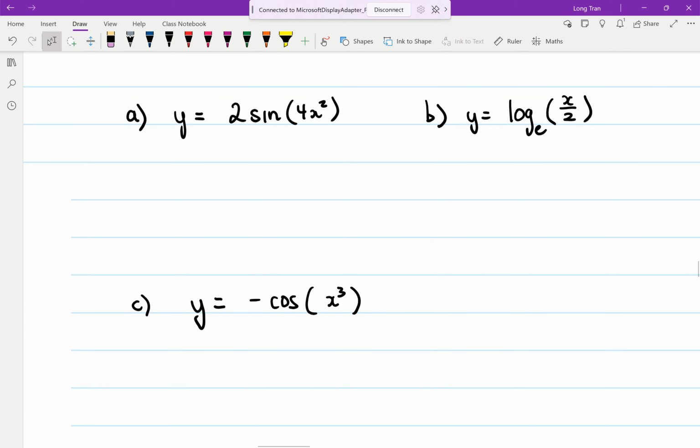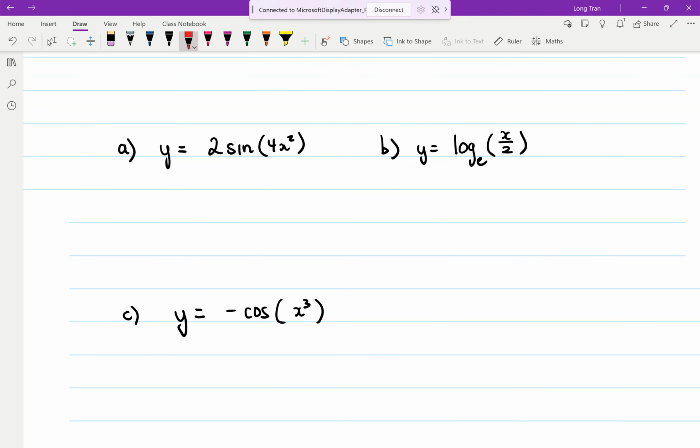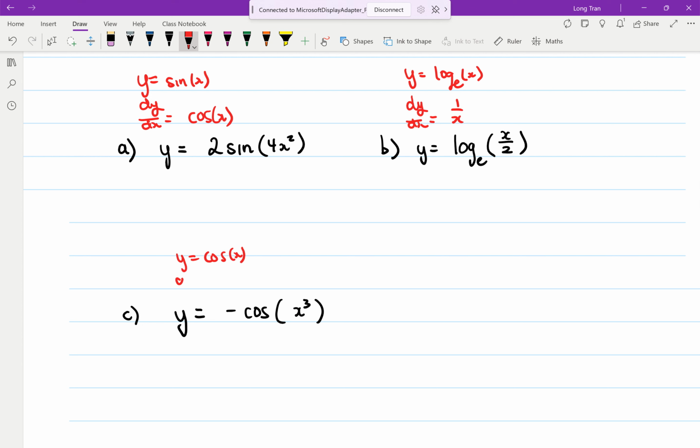Now I'm going to write the rules for each one for you. Remember, if y is equal to sine of x, then the derivative, delta y, delta x, is cos of x. If you have log e of x, the derivative, delta y, delta x, is 1 on x. If you have y equals cos of x, the derivative is the negative of sine of x. That's the only thing you've got. Your aim is to use chain rule to get to this. You just need cos of a variable, sine of a variable, log e of a variable. Anything that looks different from that, you have to use chain rule.